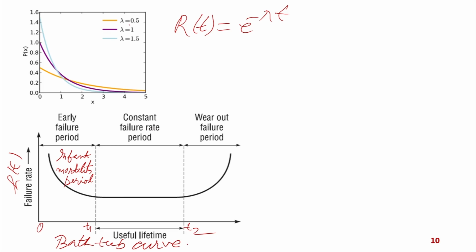In the next class we will continue from this: what is the significance of this bathtub curve, and for the infant mortality or early failure period and the wear out period, how we can write the expression for the failure rate. That we will see.